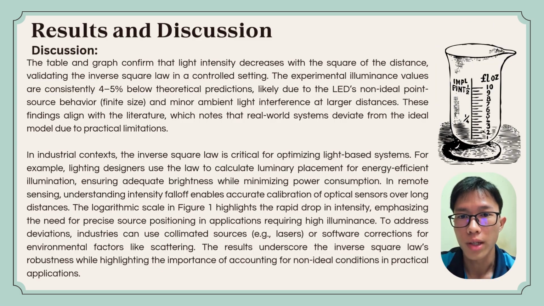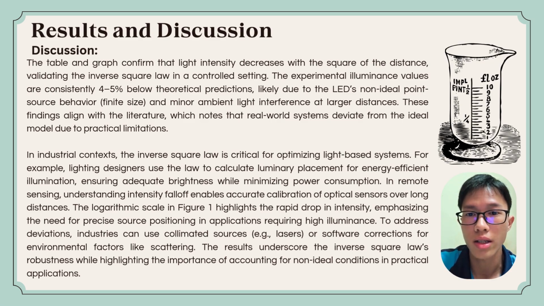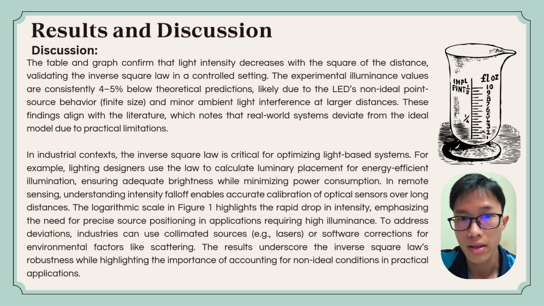So now let us look at the discussion part. The table and graph confirm that light intensity decreases with the square of the distance, validating the inverse square law in a controlled setting. The experimental illuminance values are consistently 4 to 5% below the theoretical predictions, likely due to the LED's non-ideal point source behavior, for example the finite size, and minor ambient light interference at larger distances.